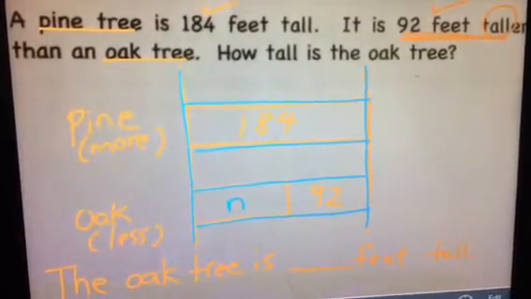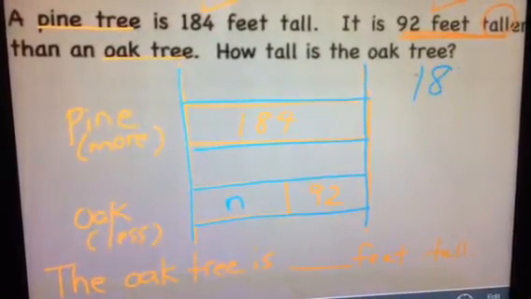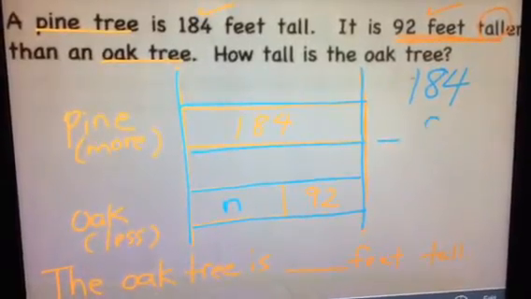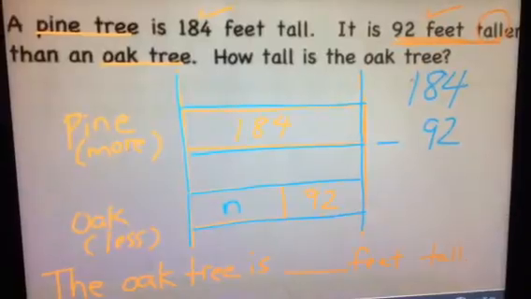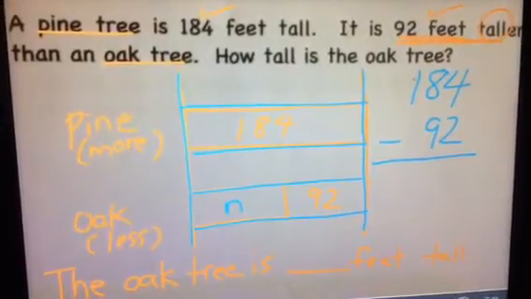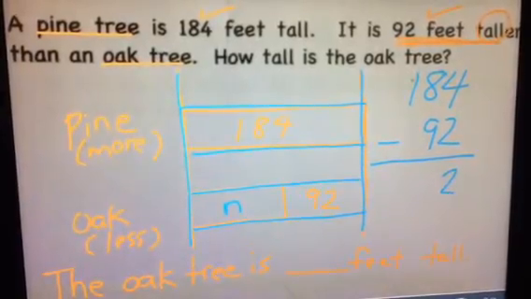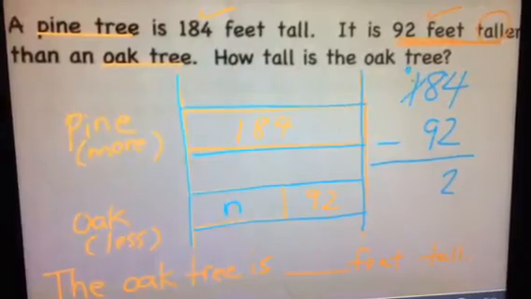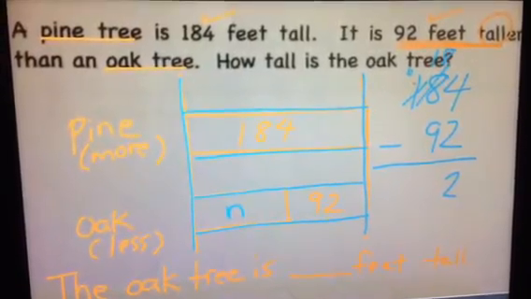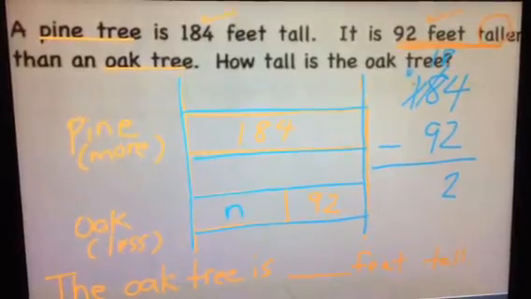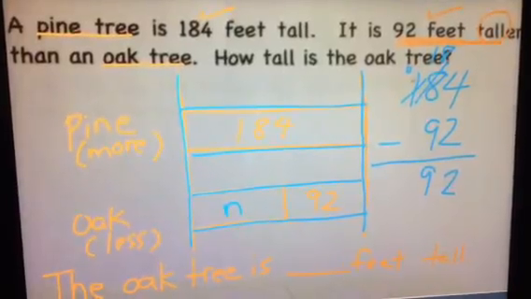So if we know that the pine was 184 feet and the oak tree is 92 less, it makes sense to subtract 184 minus 92. 4 ones minus 2 ones is 2 ones. You can't do 8 tens minus 9 tens, so we will regroup. 18 tens minus 9 tens, that's a double. 9 and a 9 is a double. And so we have our answer.